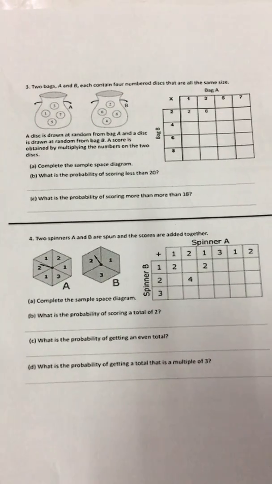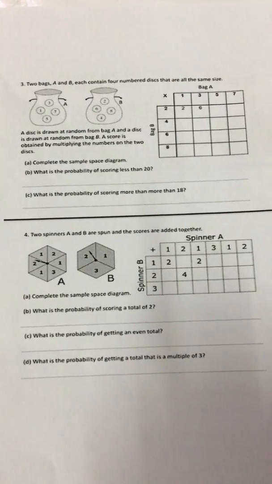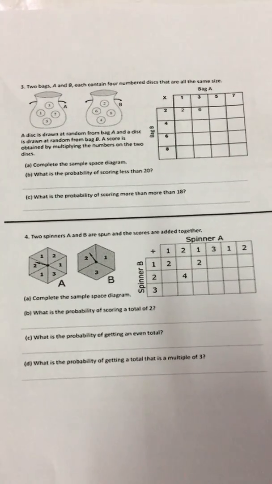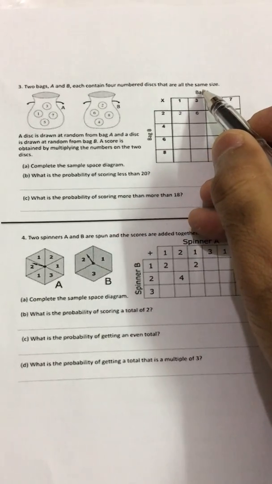Since we have to find the probabilities, we know that probability is basically the number of favorable outcomes divided by the total outcomes. So first we have to find the total outcomes. For that I have to fill this sample space. This is bag A.